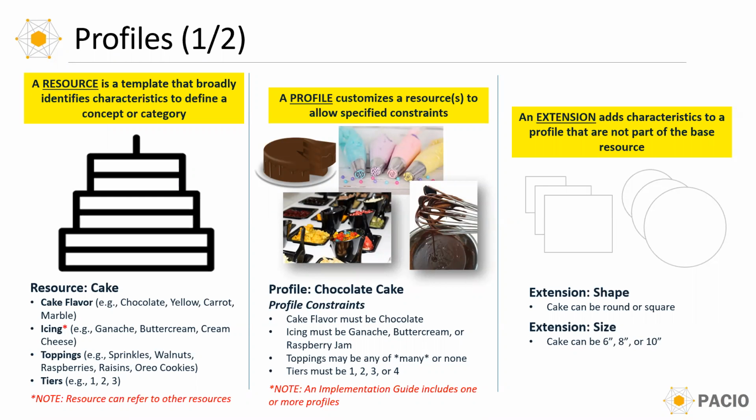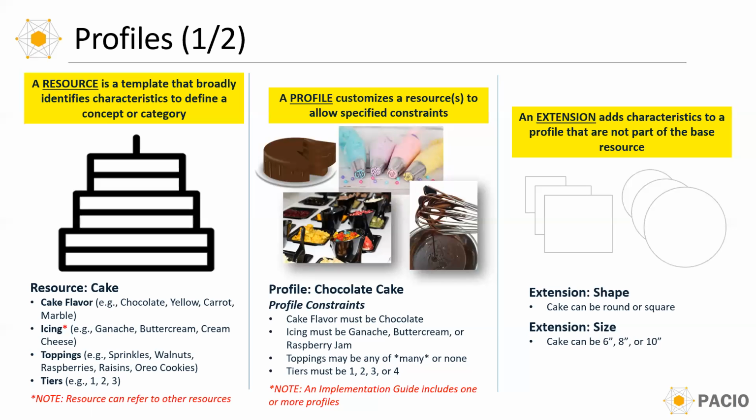An implementation guide could consist of one profile or multiple related profiles. For example, the birthday cake implementation guide could include profiles for chocolate cake and yellow cake, each having its own constraints, but both built using the cake resource. An implementation guide could also contain profiles built on more than one resource. For example, the birthday party implementation guide could include profiles for chocolate cake and yellow cake based on the cake resource, and also include profiles for party hats based on a decorations resource.